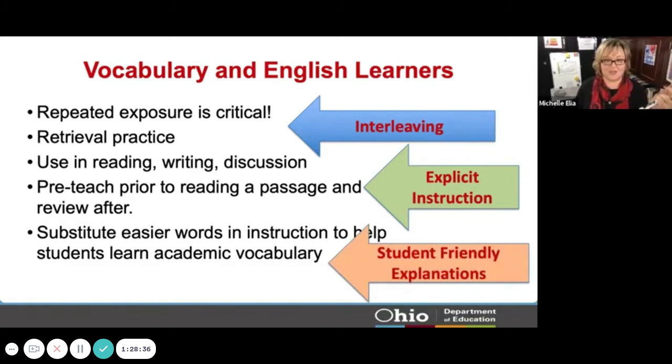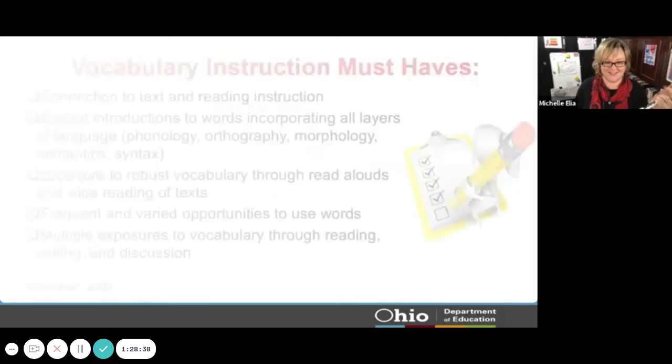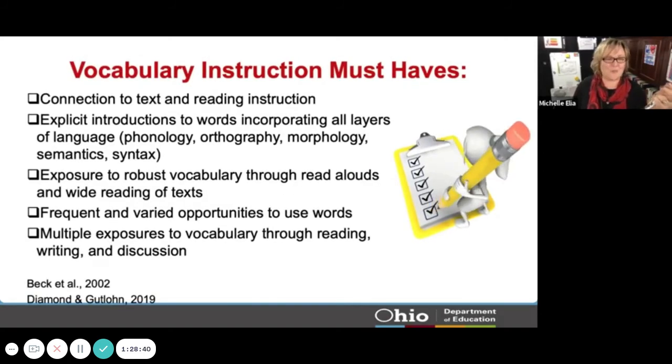Okay, I need to move on. So these are like the checklist for when we're teaching vocab. These are the must-have pieces, because I want to get them to the complex text activity, which I think is super helpful. You have to have a connection to text. Sorry to whoever asked that question earlier, it really is the most helpful thing.